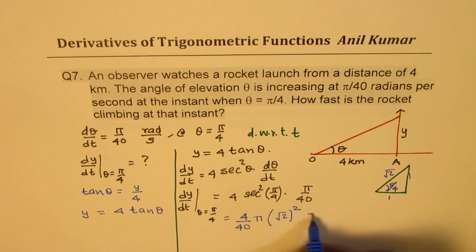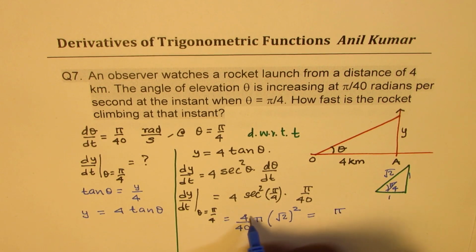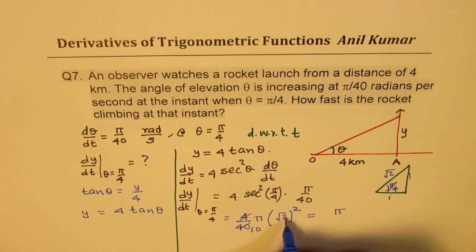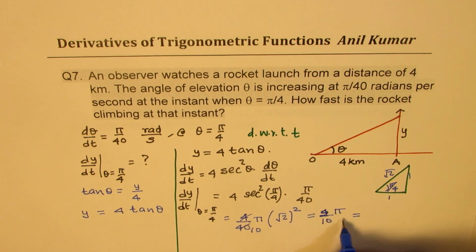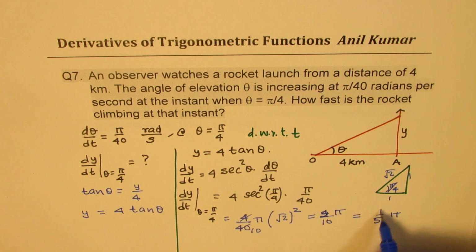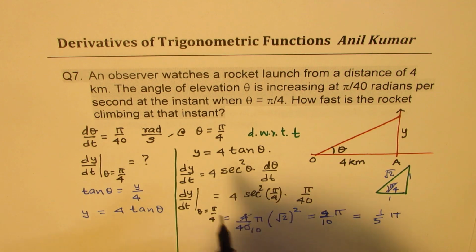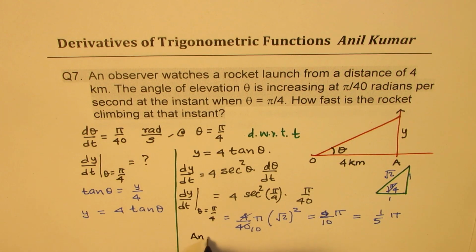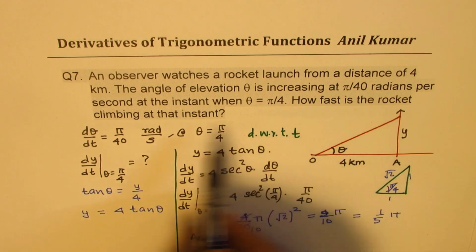So that gives you the answer as pi 4 goes 10 times, and this is also 4, right? So we get 4 over 10, or I mean 2 over 10, or 1 over 5 pi, correct? Square root 2 square is 2, so we get 2 over 10, or 1 over 5 pi. So that becomes your rate of change. So our answer here is, how fast is the rocket climbing?